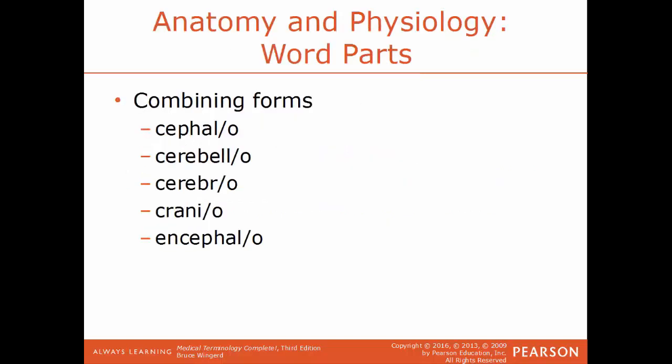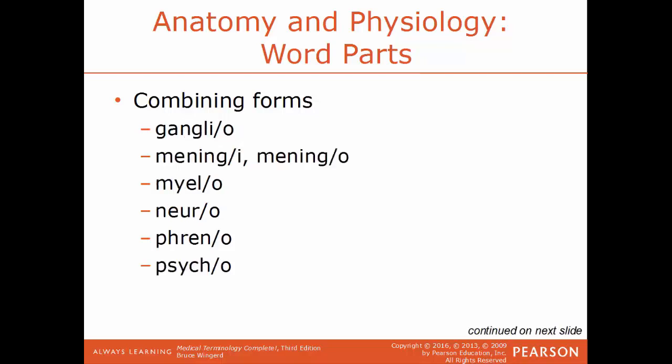Alright, we'll start off with some anatomy and physiology for the system, with some word parts. We'll start with some very common combining forms. Cephalo is a reference to head. Cerebello is a reference to the cerebellum, the posterior part of the brain. Cerebro is a reference to the cerebrum, which is the largest part of the brain. Cranio is a reference to the skull. Encephalo is a reference to the brain.